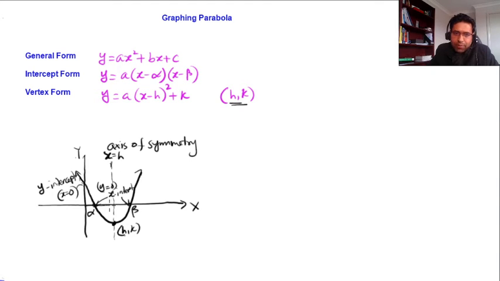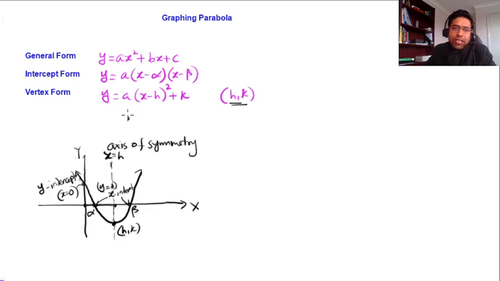So this distance from the origin is h, and then down is k, that makes h and k. Okay, so x equal to h is called the axis of symmetry, and k is the y coordinate for the vertex, and that hk is there, right? Now, we know these are the important points: the x-intercepts, in this case the y-intercept here, and then the vertex.